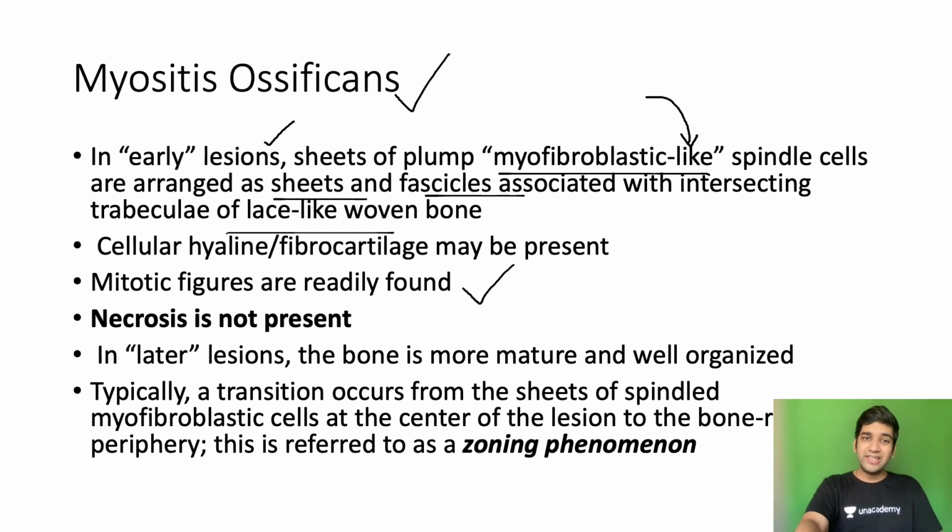Mitotic figures are readily found. It's not rarely, it's readily found. You can easily see them. There were lots of them. To say it is not a malignant process, I should never see necrosis in myositis ossificans. If it's a malignant tissue, the chance of finding necrosis is a bit higher.